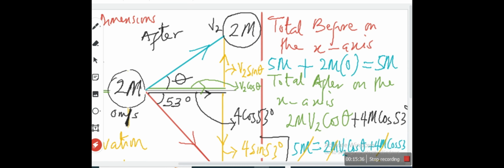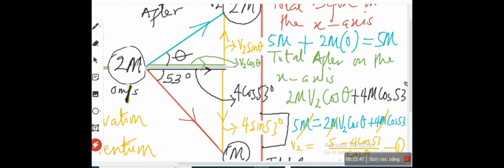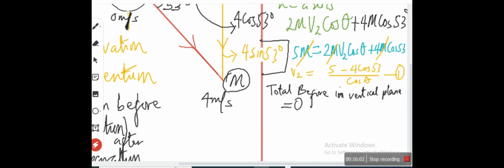Are we ready? That's total after the collision. Total after the collision, we have motion in the vertical plane. What are they? We have v2 sin theta and 4 sin 53. Am I right? That's the speed together with their momentum. This one is going up, this one is coming down, so they will be in opposite directions. Momentum is a vector quantity, direction is important. Are you still with me? Okay, so let me write total after in vertical plane or y-axis.